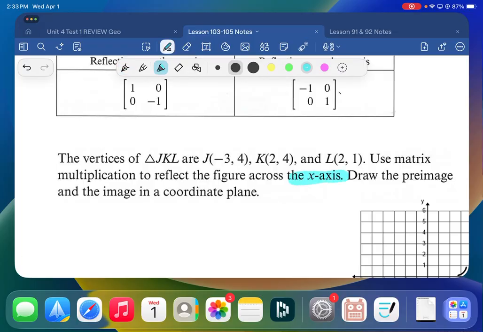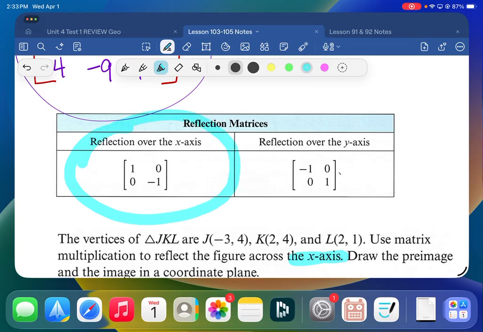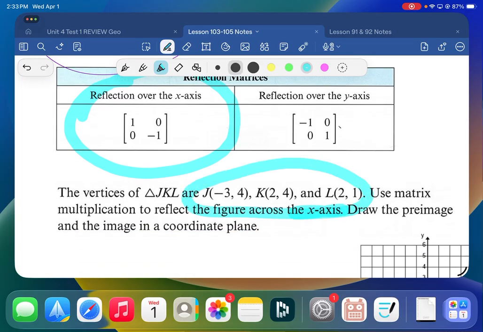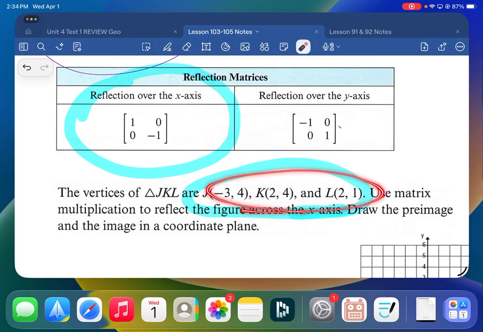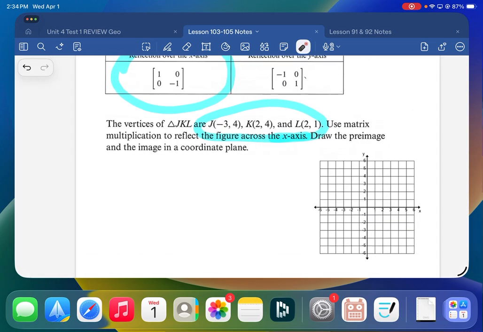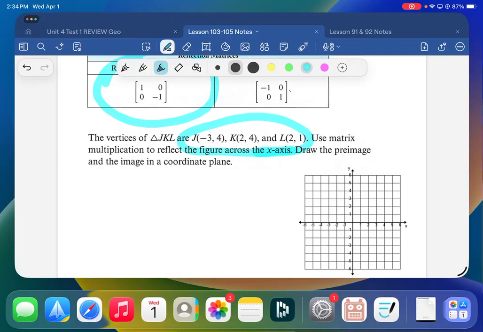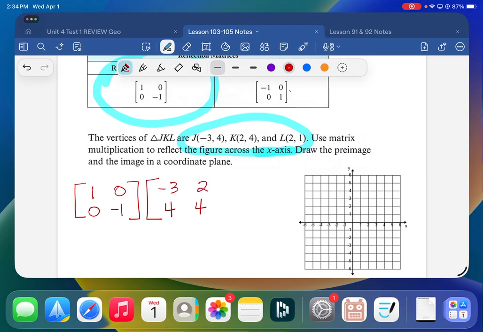The x-axis. So look up here. I'm going to use this one. I'm going to multiply this times this. But first, I have to put these in a point matrix. All right? So, let me get my pen back out. We have 1, 0, 0, negative 1 times, do y'all remember how to put these vertices, these coordinates? Isn't it negative 3 over 4? Yeah. 3, 4, like that? Yeah. Okay, and then 2, 4. 2, 1. Good.